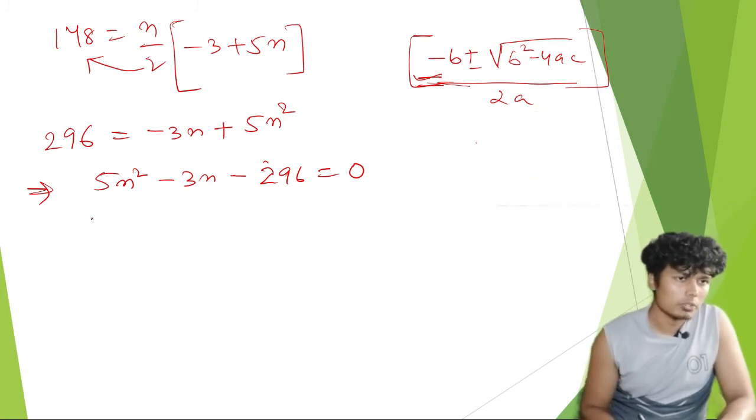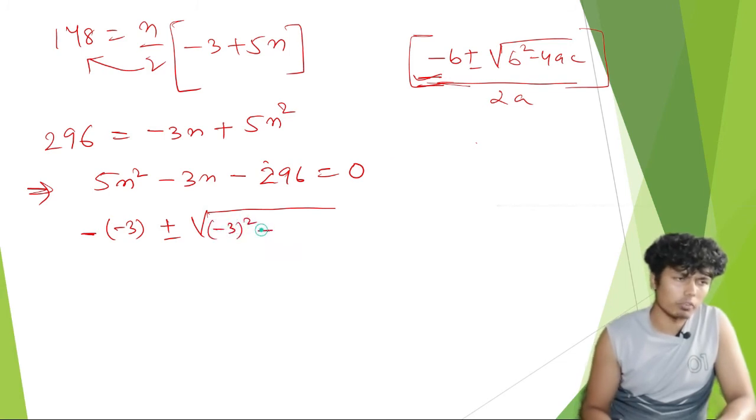Okay, so roots will be minus b. What is b here? B is minus 3. Minus b plus minus root over b square. What is b square? Minus 3 square. B square minus 4ac. 4 into 5 into c is 296. Minus 296. Do not forget this also.